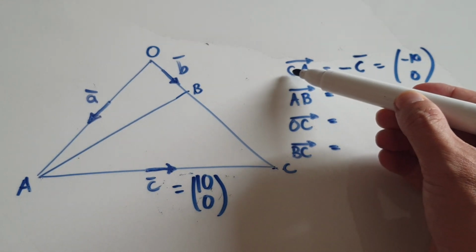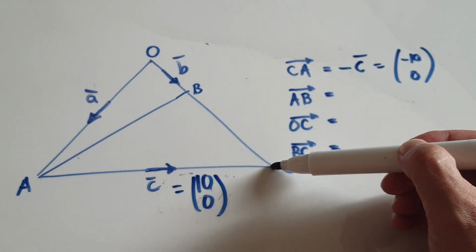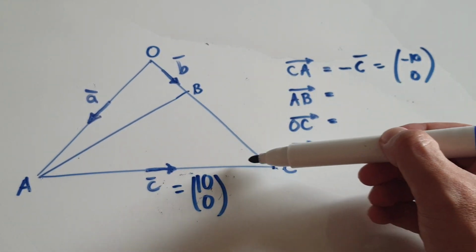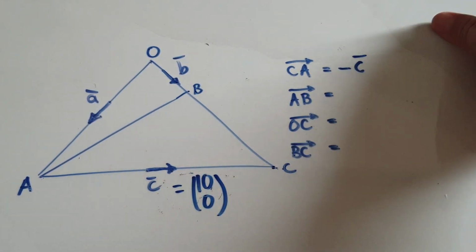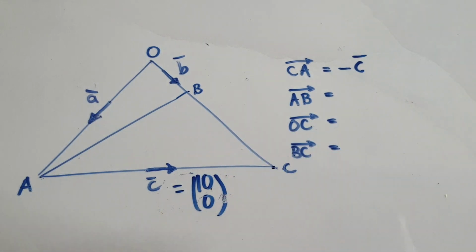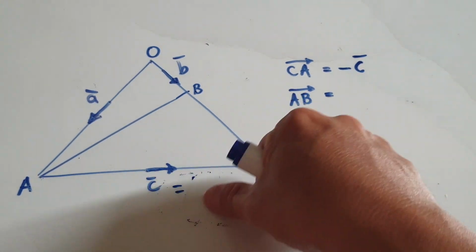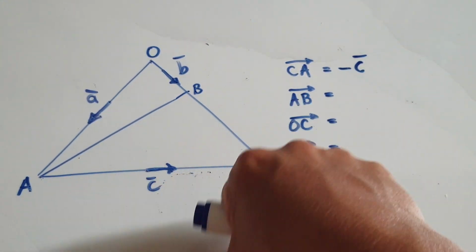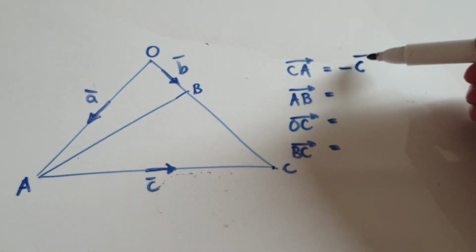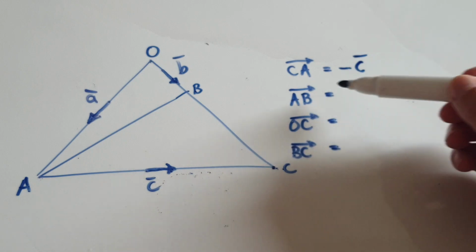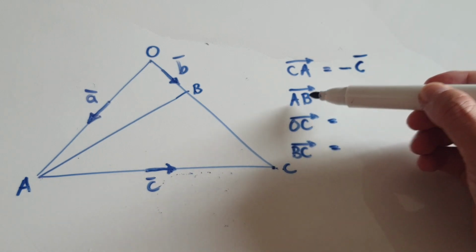How would you get from C to A? You would stand here and then you would move back 10 and then 0 up or down. But the point here is that 10 and 0 were just made up numbers for me to explain to you what's going on. But to answer this question, to get from C to A, CA is actually minus vector C.